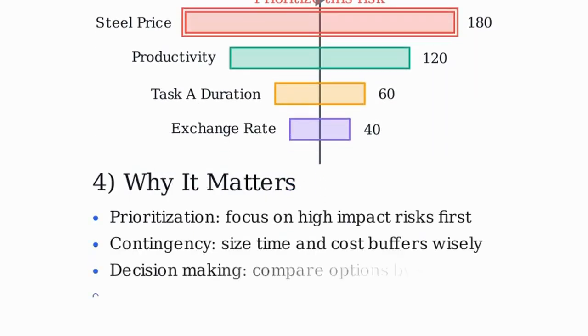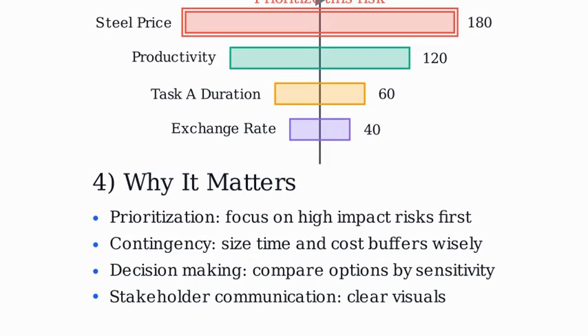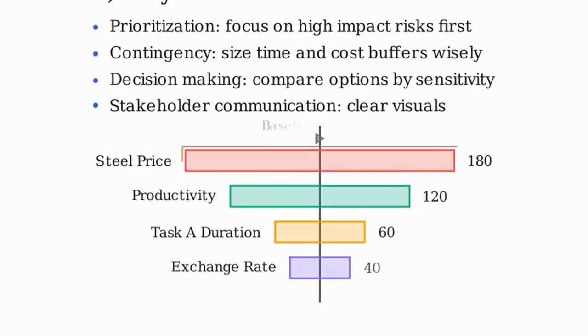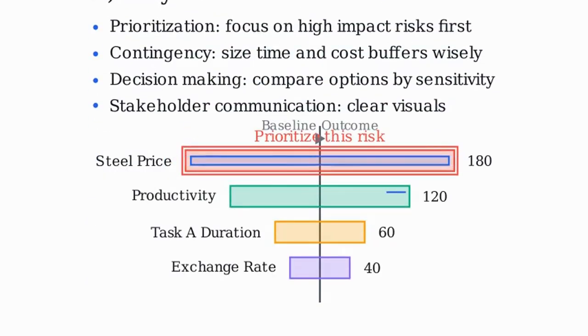Why is sensitivity analysis crucial in project risk management? It helps us prioritize risks, plan contingency reserves, make better decisions, and communicate clearly with stakeholders. Let us quickly walk through the one-at-a-time approach. I will nudge each input by 10% and mark the change on the tornado.